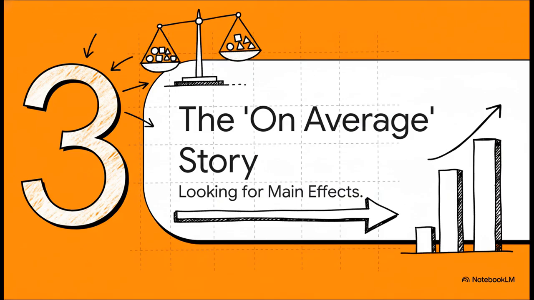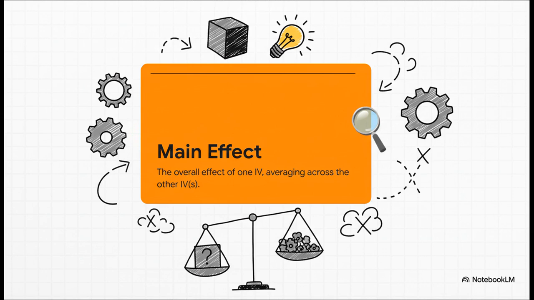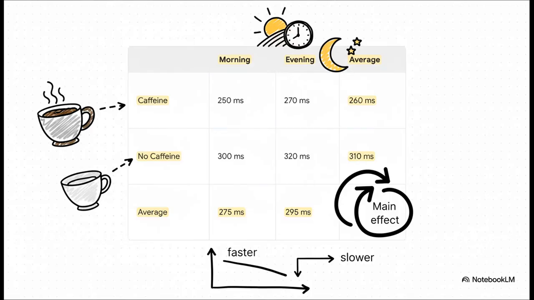Now, the very first thing a factorial design lets us do is see the simple story. It lets us see what researchers call a main effect. It's kind of like the headline news. In other words, a main effect answers the big, simple question. On average, does this one factor make a difference all by itself? We find that out by just averaging across all the conditions of the other factors. And we do that by looking at the averages, what are called marginal means.